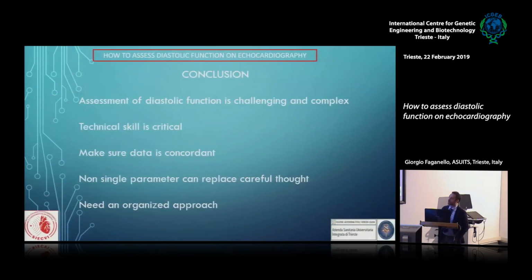So, as a conclusion, assessment of diastolic function is challenging and complex. Technical skills are critical. We need to make sure that our data are concordant. It's not just one datum that gives you the diastolic dysfunction, but it needs to be a mixed group of data. So no single parameter can replace careful thought. If you think that the patient has diastolic dysfunction, you need to look for it. And we need an organized approach. Finished.